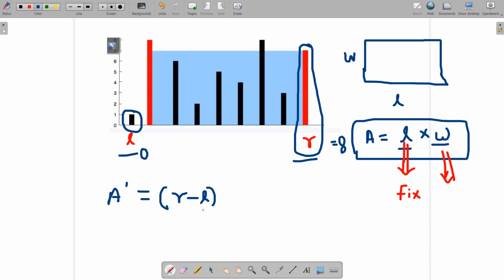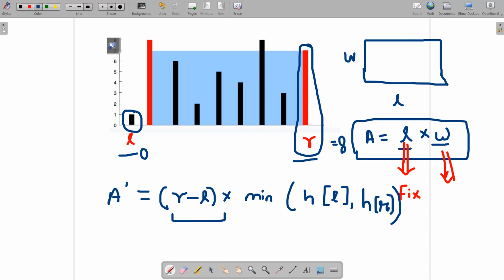So the max length would be R minus L, into the width. If you take the two vertical bars as array of L and array of R, then it would be min of h of L, where h denotes the height array, min of h of L and h of R. That would be our maximum possible width. So we need to multiply the length with this maximum possible width.